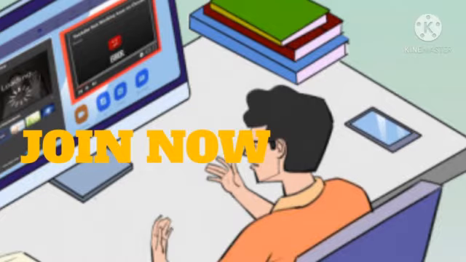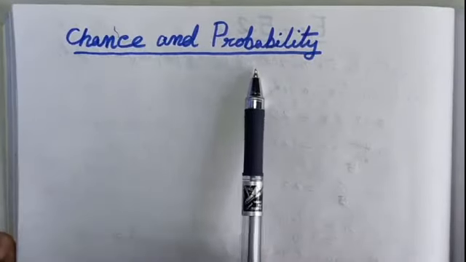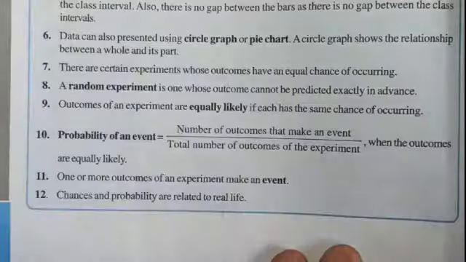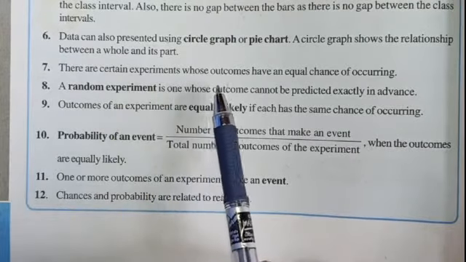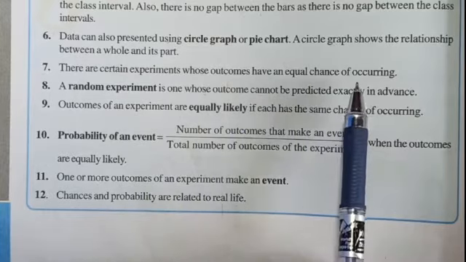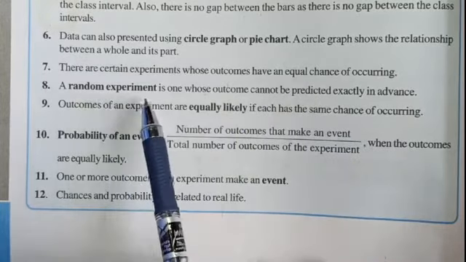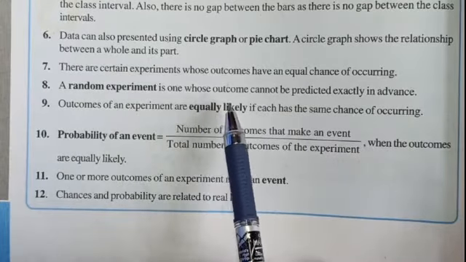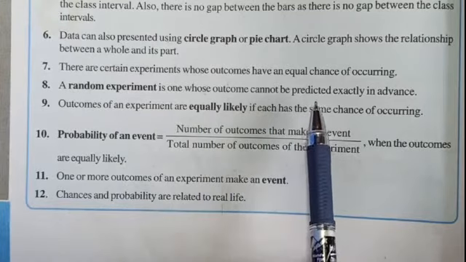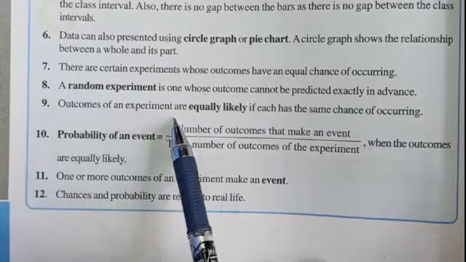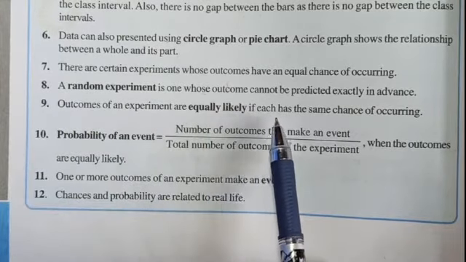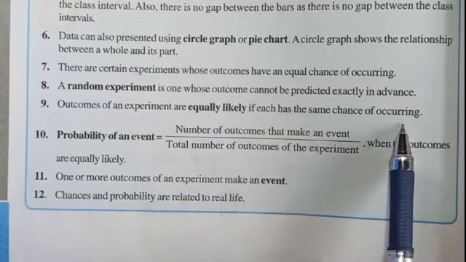In this session, let us learn part 3 of chapter number 5, data handling: chance and probability. There are certain experiments whose outcomes have an equal chance of occurring. A random experiment is one whose outcome cannot be predicted exactly in advance. Outcomes of an experiment are equally likely if each has the same chance of occurring.